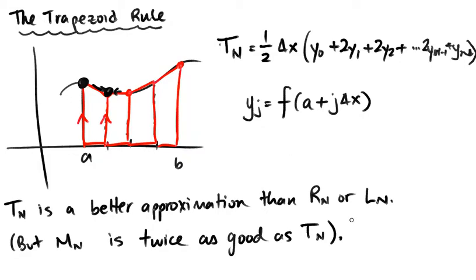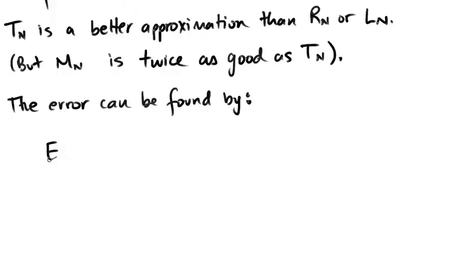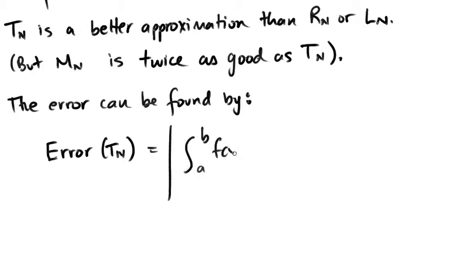So let's take a look at some other things with T sub n, like the error. And the error for T sub n can be found by taking the absolute value of the difference between, well, what's the actual minus what did you calculate. So that's also true for R sub n, L sub n, and M sub n. The error is the same calculation.